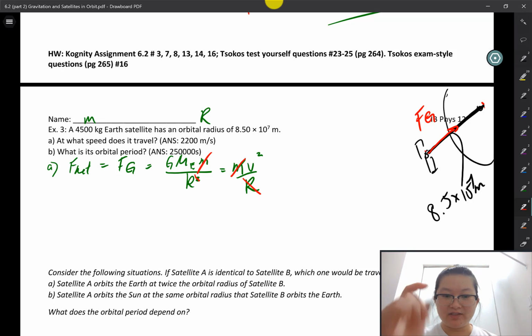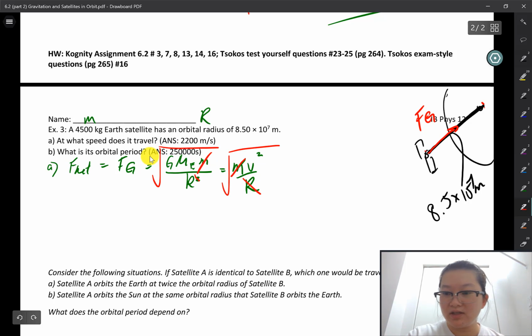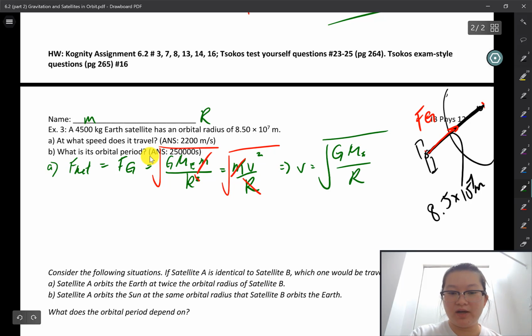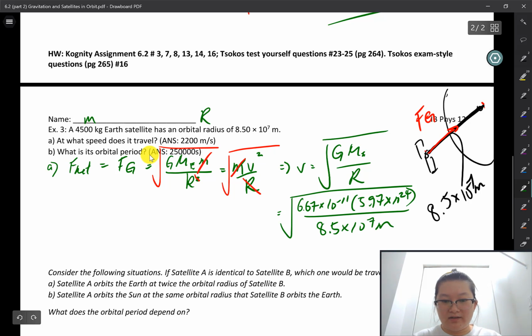So all we're left with is v squared equal to this whole thing on the other side of the equation, so all we have to do is take the square root. That's going to give us v is the square root of big G, mass of the Earth, divided by the orbital radius. So putting all those values in, 6.67 times 10 to the power of negative 11, mass of the Earth is 5.97 times 10 to the power of 24, and all of that divided by the 8.5 times 10 to the power of 7 meters. Let's put all that into our calculator.